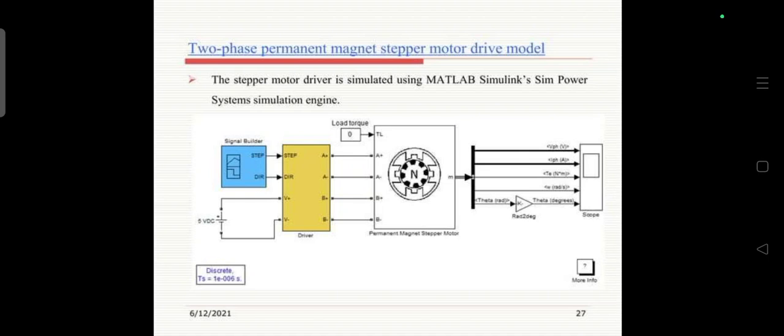And this diagram shows the two-phase permanent magnet stepper motor drive model. The stepper motor driver is simulated using MATLAB Simulink SimPowerSystems. It shows the signal builder, then the load torque, then the permanent magnet stepper motor.